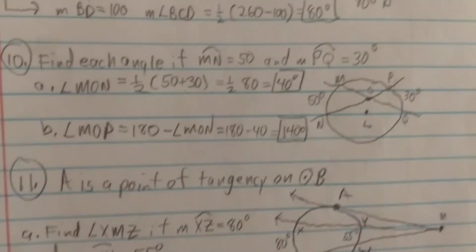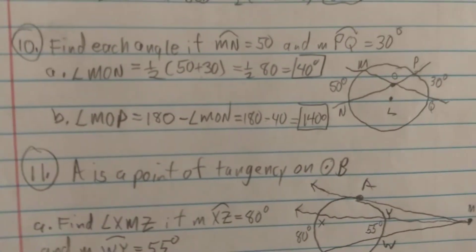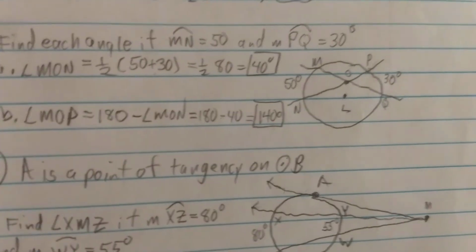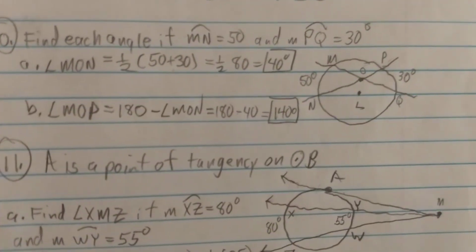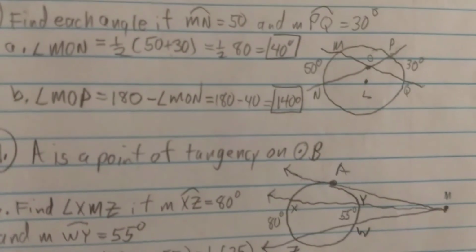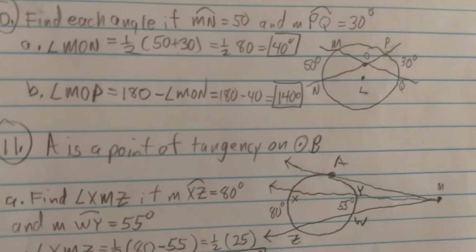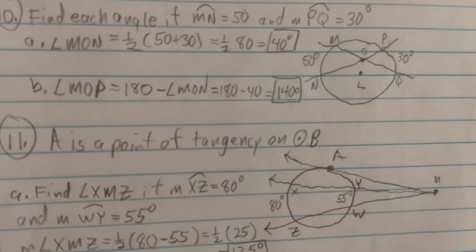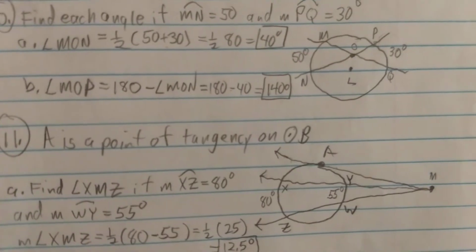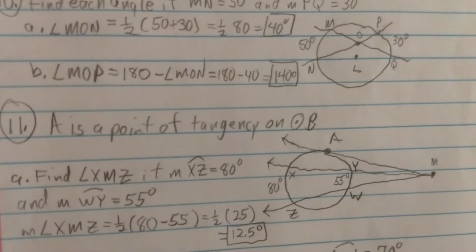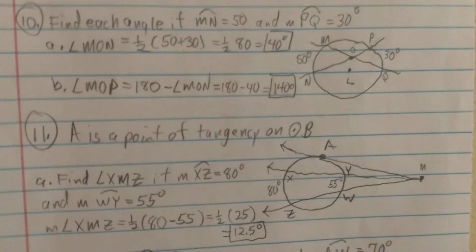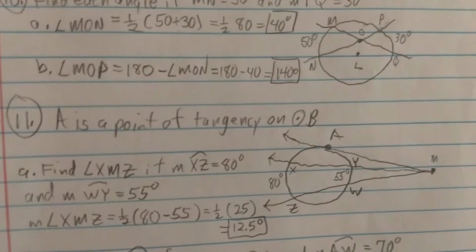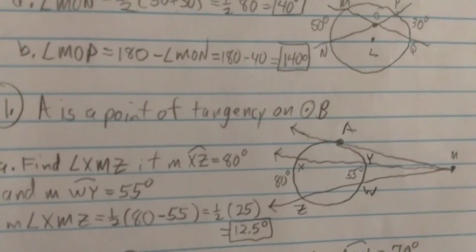Now in problem 10, it says find each angle if arc MN equals 50 degrees and arc PQ equals 30. So first of all, the angle MON is the internal angle where we add. So 1/2 the sum of 50 plus 30 is 1/2 of 80, or 40. But MOP is also an internal angle, but it's 180 minus the MON, which we just calculated, which is 180 minus 40, or 140.